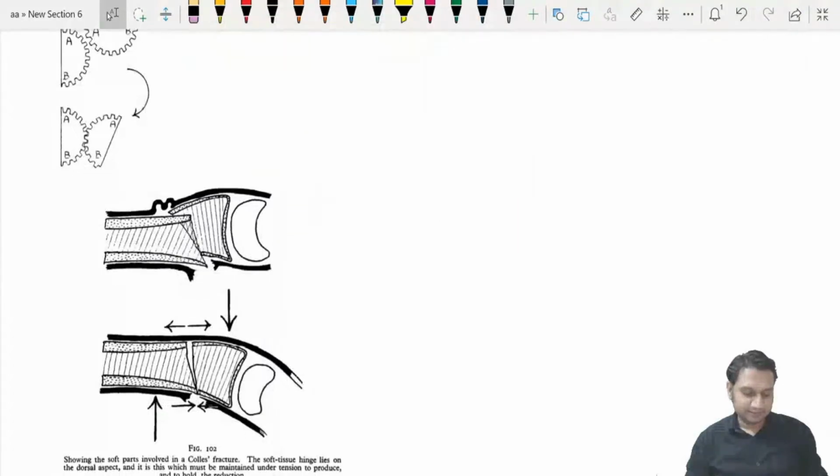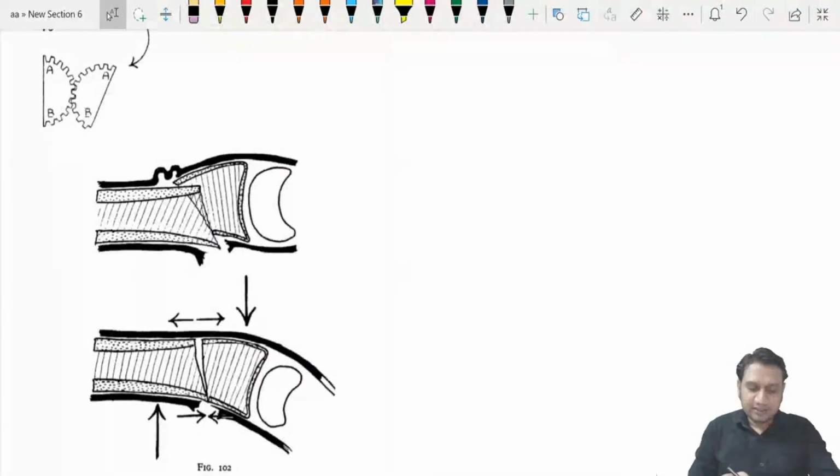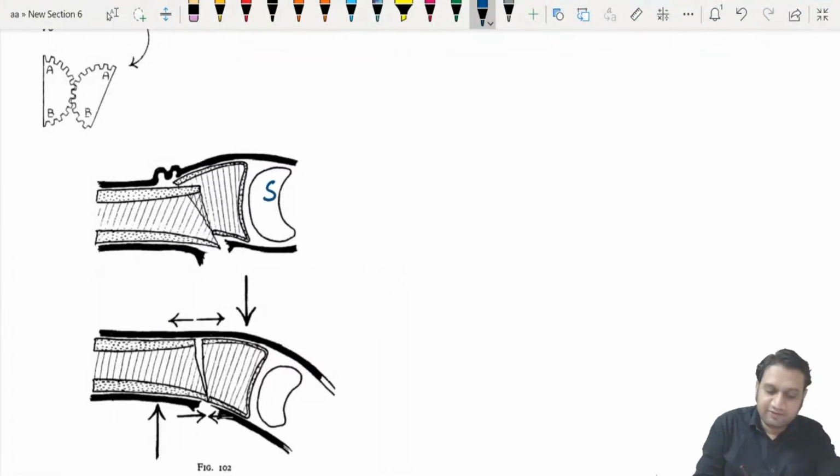Now understand this. Okay, what happens? This is your carpal. Which carpal? The scaphoid, let's say. Right, these are carpal bones. So this is a carpal bone and this is a carpal bone.